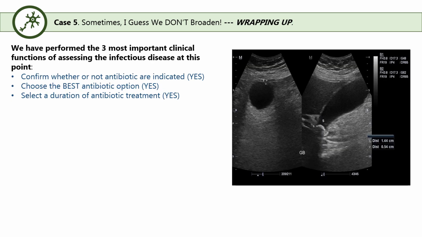Wrapping up, in this case we've correctly identified the full problem, initially only known to be an E. coli bacteremia, but now known to also represent cholecystitis, confirmed that this was likely to be non-ESBL producing E. coli, confirmed the best antibiotic option and plan, and selected a reasonable duration of therapy.